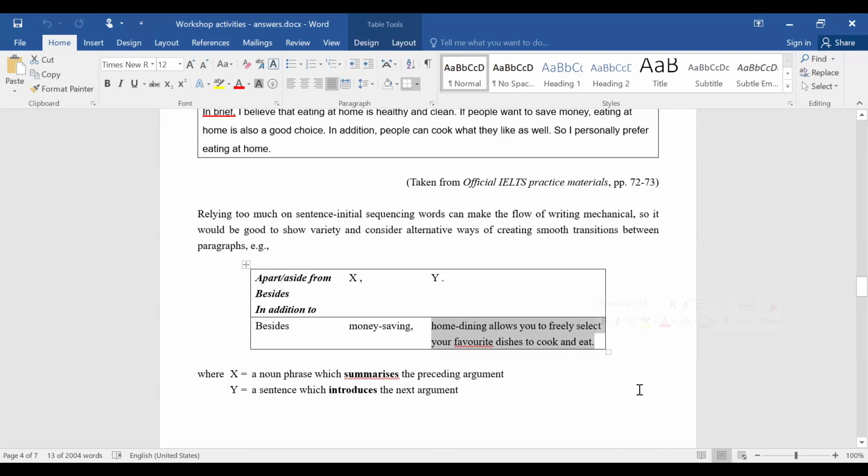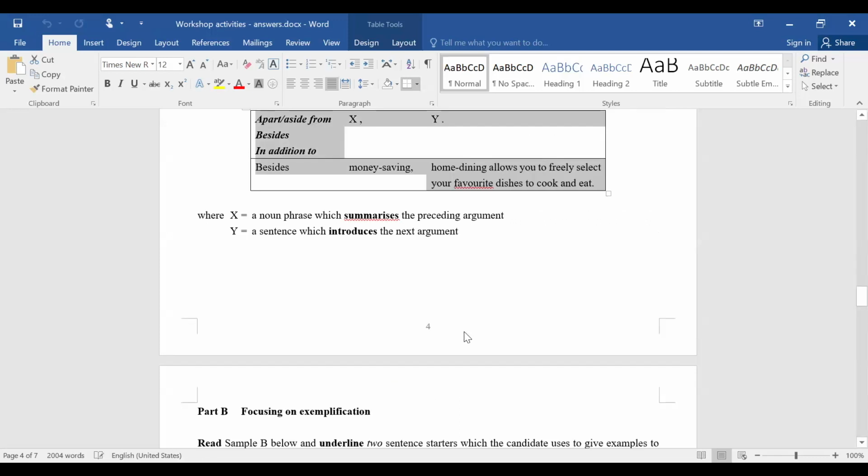So this is kind of like a rhetorical skill requiring you to use a noun phrase to summarize what you have mentioned in the previous paragraph before you start the new paragraph. And I use the connectives aside from, besides, and in addition to, in order to achieve this purpose. So this is a skill that you may want to practice more before you go for your IELTS writing exam. Okay.